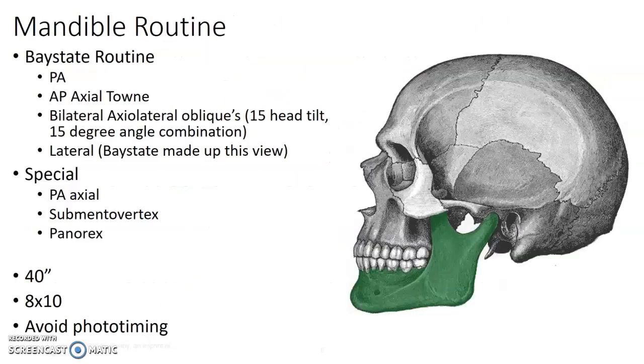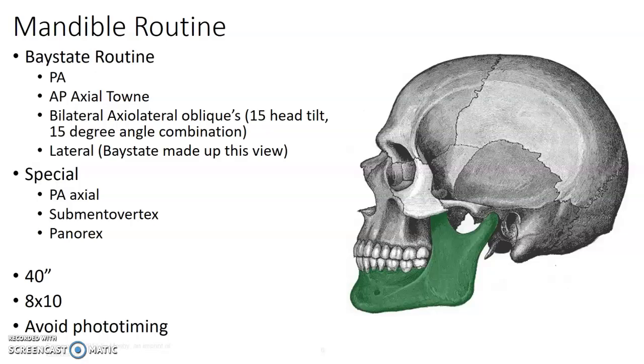Just anatomy-wise. So routines. The basic routine is we do a straight-on PA, an AP Towne. We do both obliques, and we use the head tilt tube angle combination, and we do a lateral. The lateral view is a made-up view. Basically, I don't even think it's in your textbook, so I'll teach you how to do that. A couple of specialty views or alternate views, and then we do 40-inch SID.